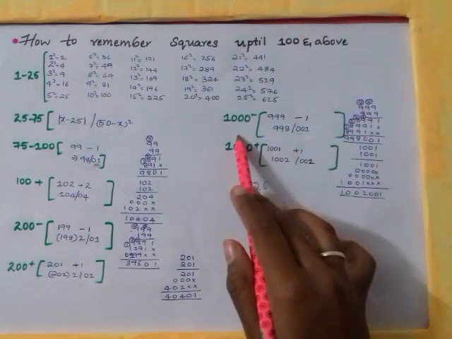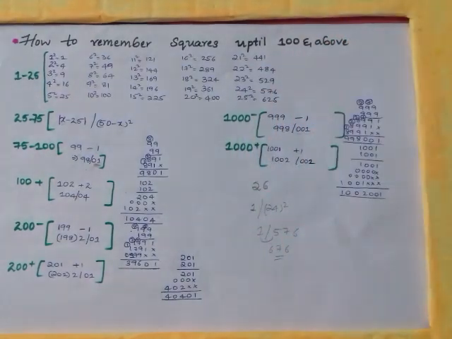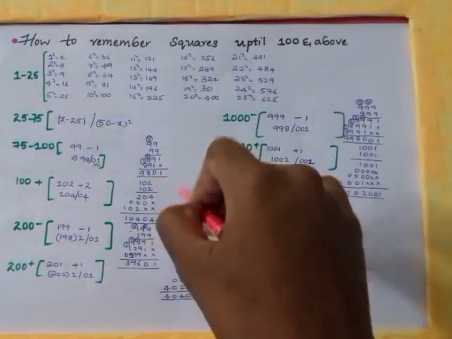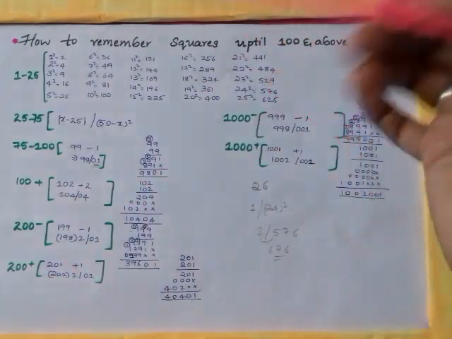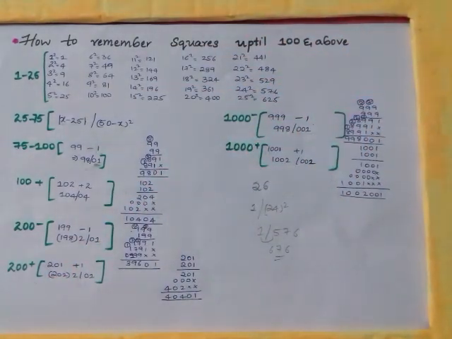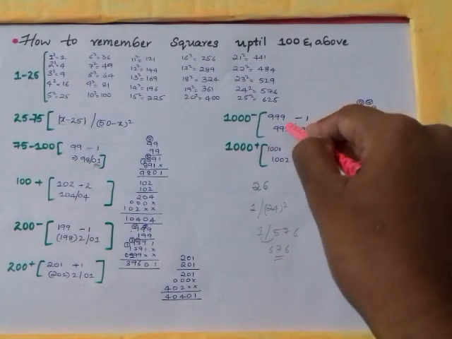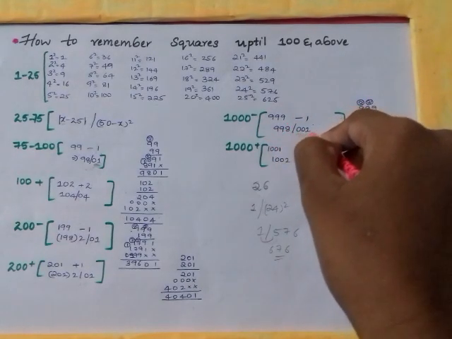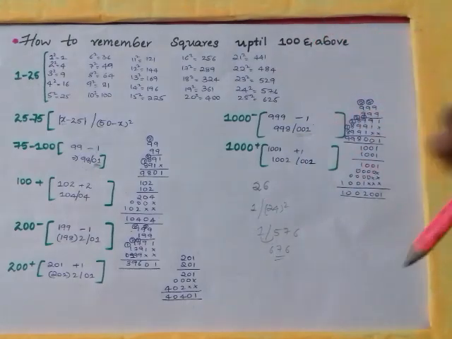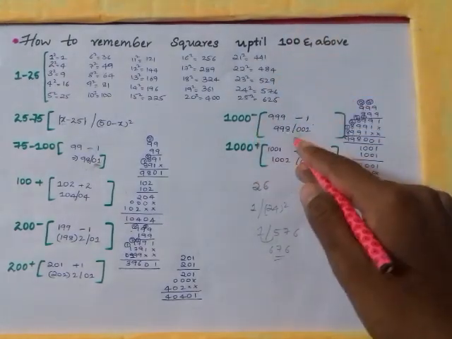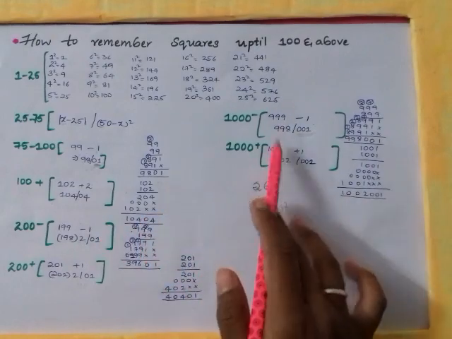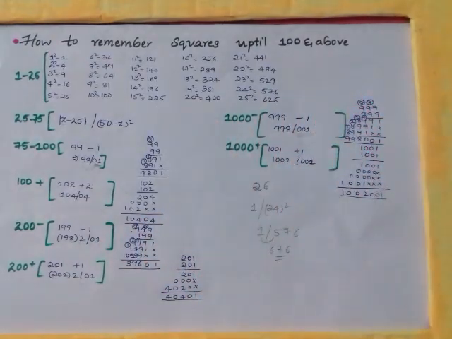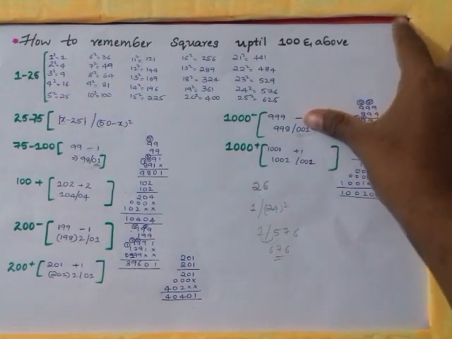Next, 300 minus, 300 plus, and 400 minus, 400 plus. For 300 minus and 300 plus we need to multiply by 3, for 400 minus and 400 plus multiply by 4, and so on. For 1000 minus, here the digits should be 3, that is, we need to write 3 digits. Earlier we wrote 2 digits and here we'll be writing 3 digits. And we'll follow the same process.